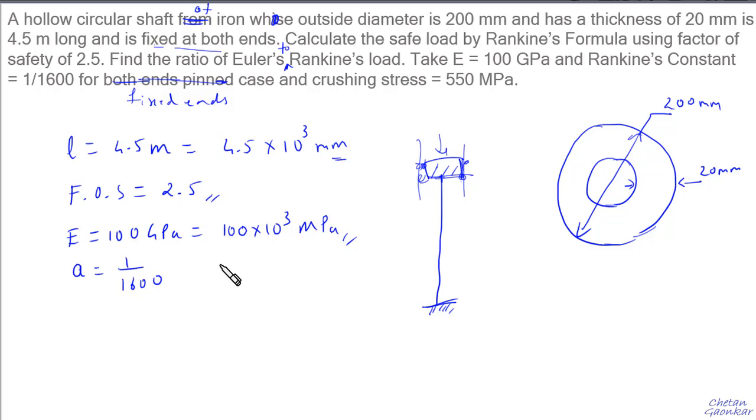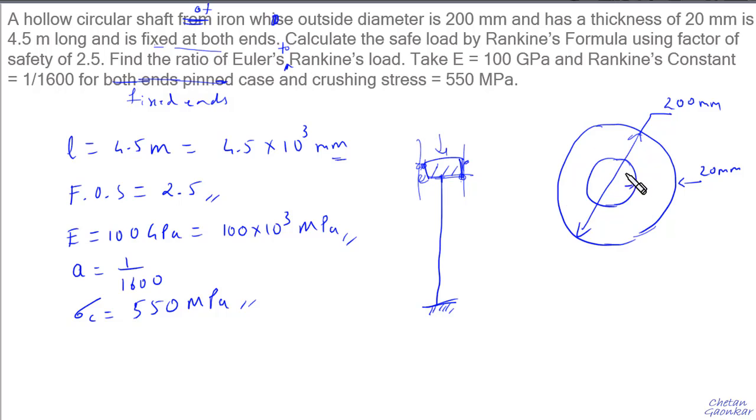Crushing stress is also given to us. This is all very much required, right? If I want to use Rankine's formula, I require this crushing stress, which is 550 megapascals. With the help of all of this, we should be able to calculate the critical load by using both Euler's as well as Rankine's, and finally we will find the ratio.